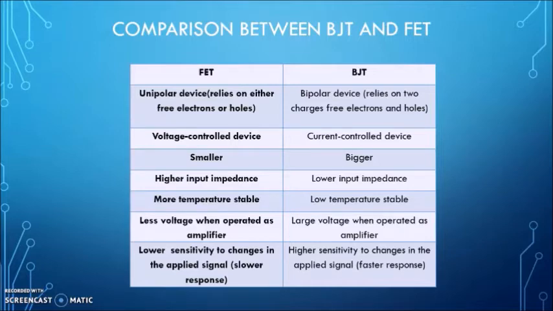When we talk about power consumption, the FET uses less voltage when operated as an amplifier than BJT. FET is preferred in many high-power applications as well as in computing applications because the power needed is minimal. Other than that, FET is more temperature stable and has lower sensitivity to changes in the applied signal, which means slower response compared to BJT.